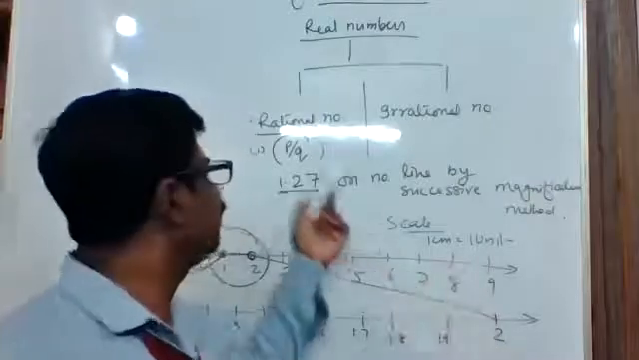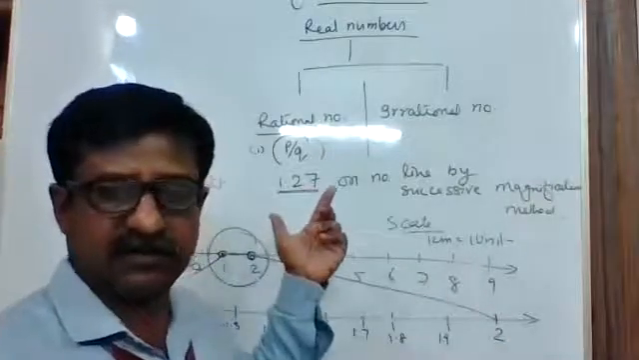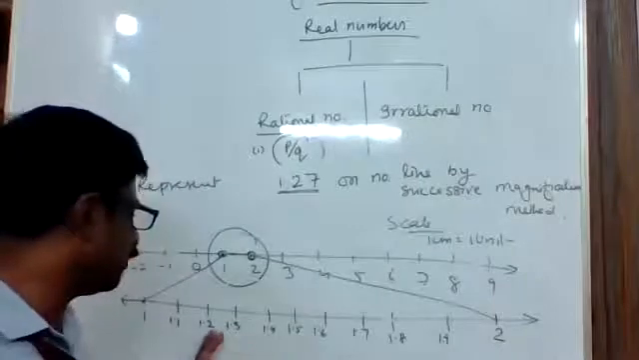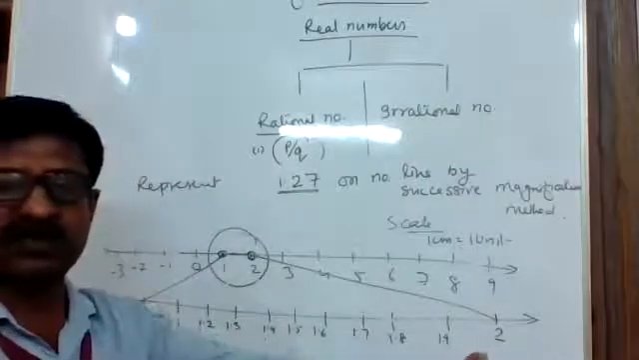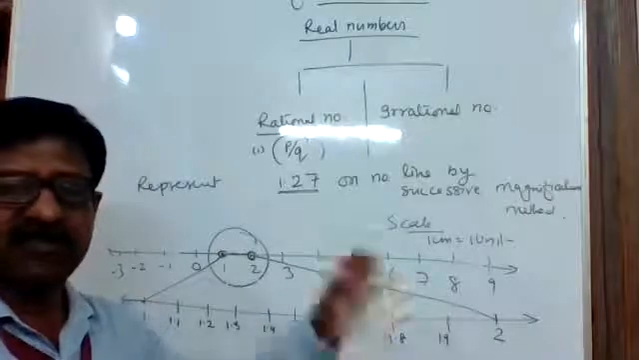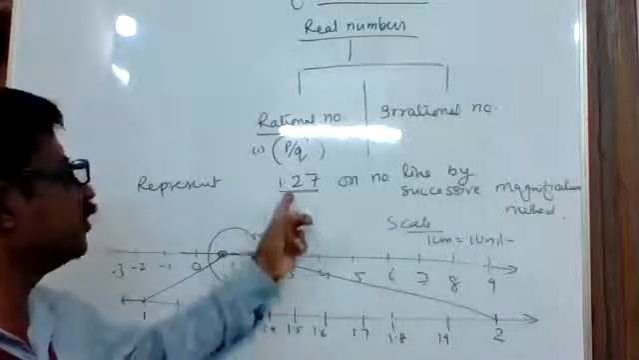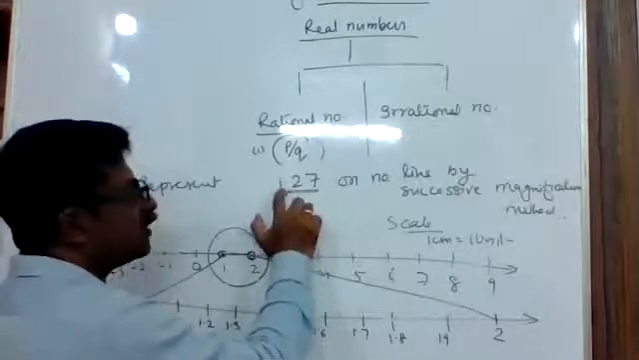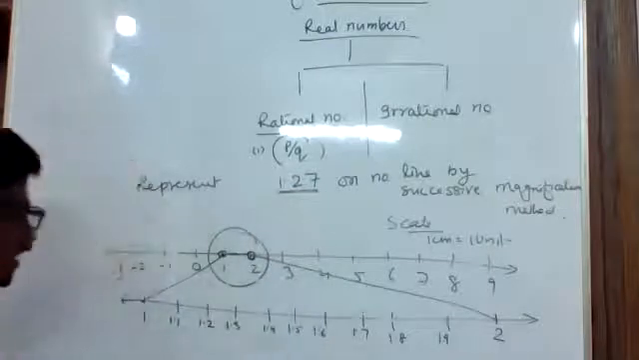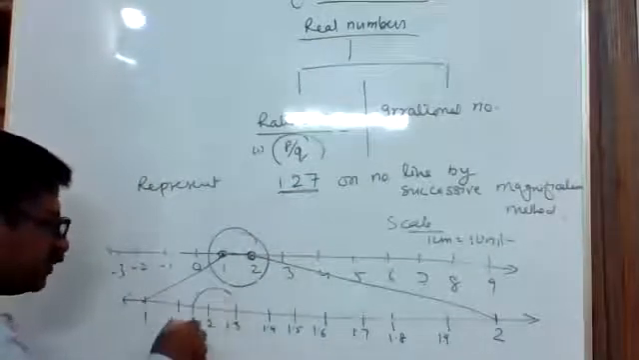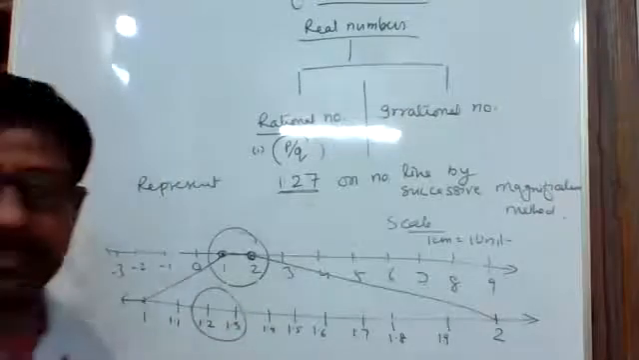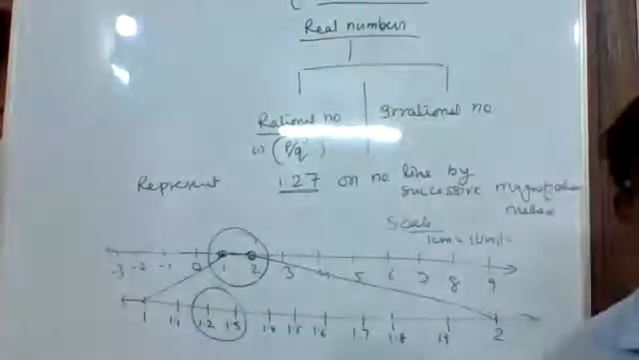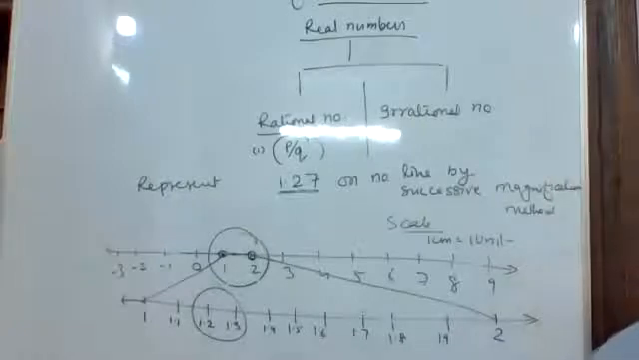Our aim was to get 1.27 on the number line. We have magnified 1 and 2 and we got 1.1, 1.2, 1.3 and so on. All the numbers we got. But still we haven't reached our destination, that is 1.27. This 1.27 is more than 1.2 but less than 1.3. That means our number 1.27 will be between 1.2 and 1.3. It will be more than 1.2 and less than 1.3. Therefore, again we try to magnify this 1.2 and 1.3.